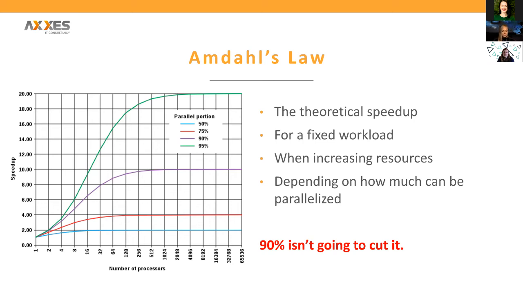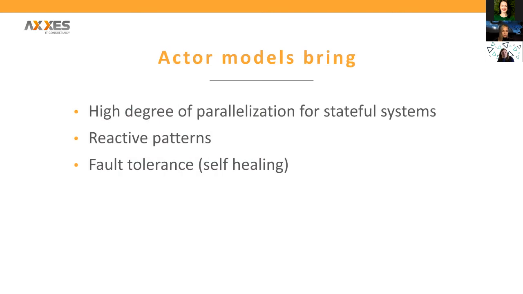So 90% or 95% are probably not going to cut it if you need to build a backend that scales massively. And that's basically where an actor model can help you. And I'm a huge fan of Akka.net. This is not a secret. But these actor models can bring you a couple of advantages that help you build these kind of systems.